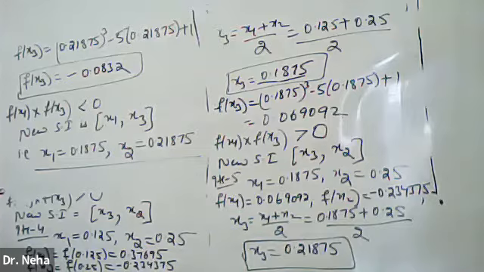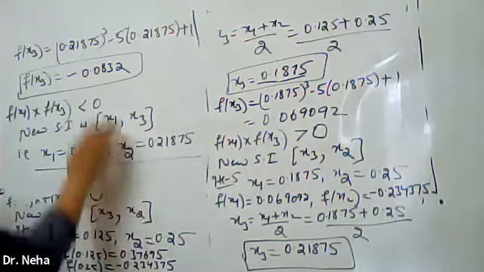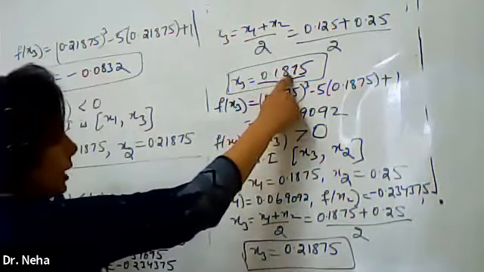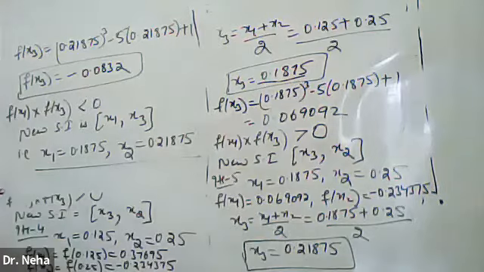I hope it is clear to everyone. Now, let's think that we are not given in the statement that perform only 5 iterations. And let's check whether we need to continue or not. Let's compare the value of x3. See, 0.18, 0.21. The difference is very small now.